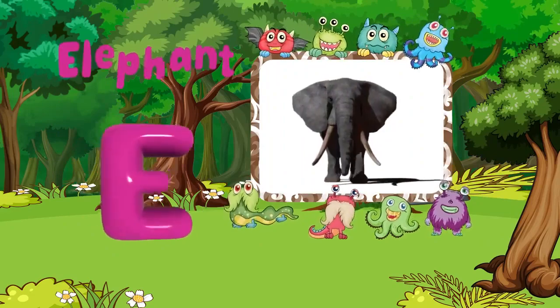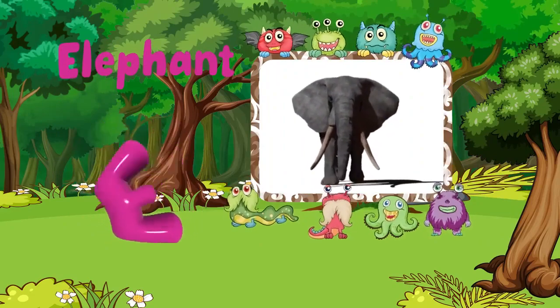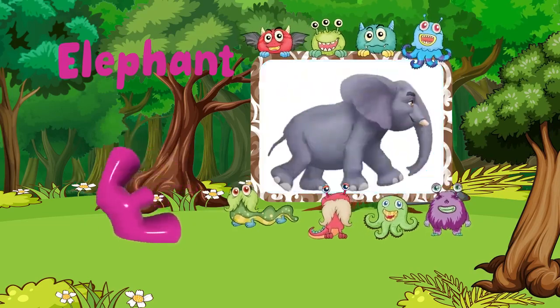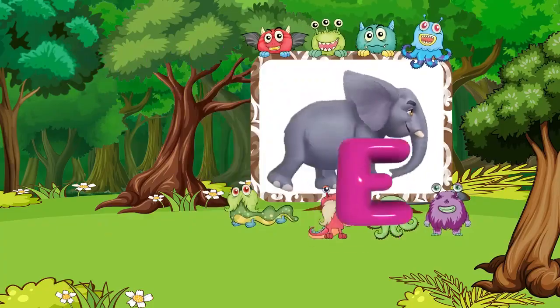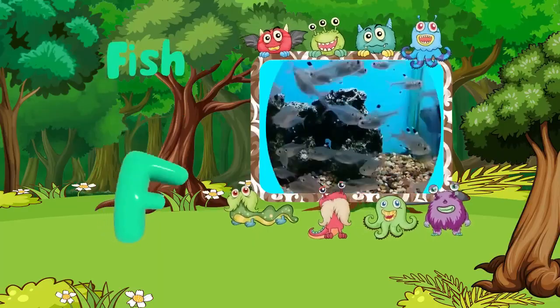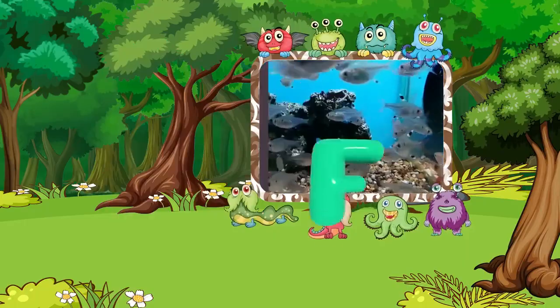E is for elephant. E, elephant. E is for elephant. F is for fish. F, fish. F is for fish.